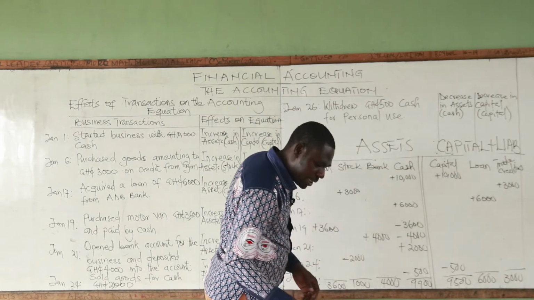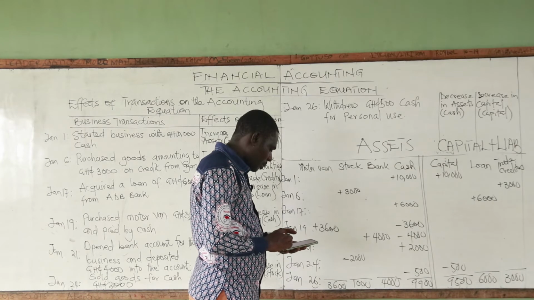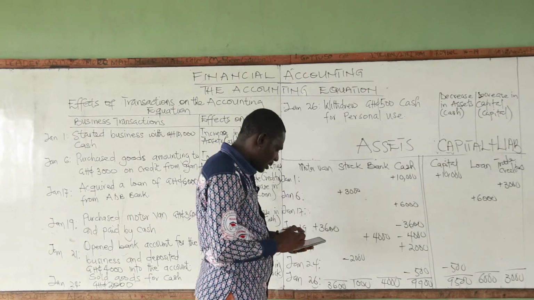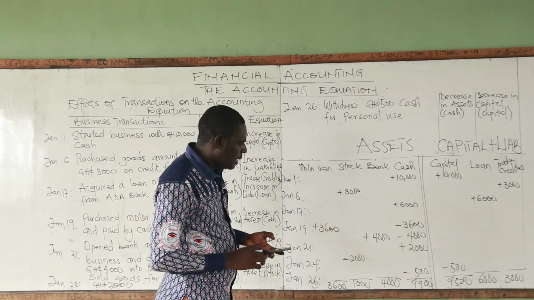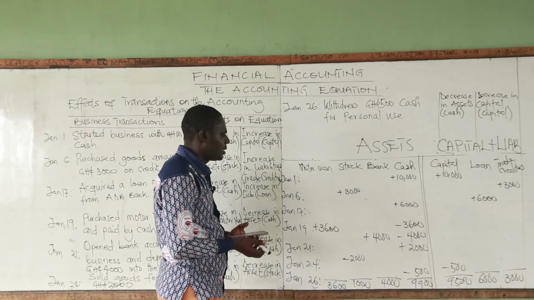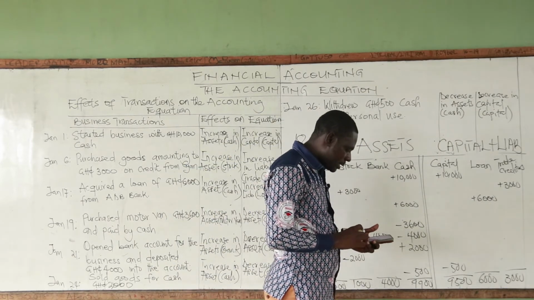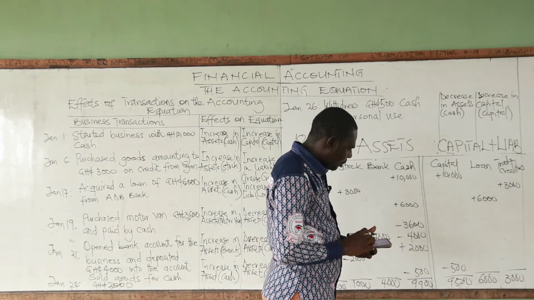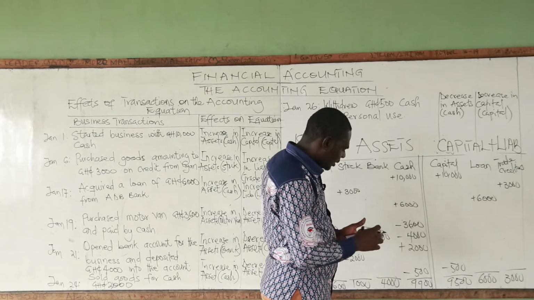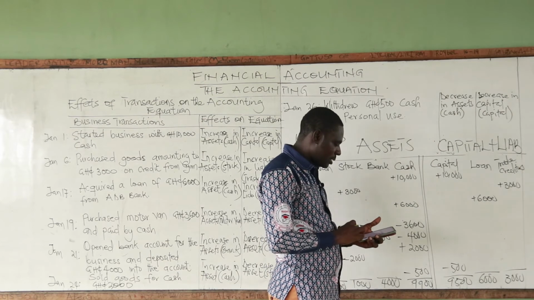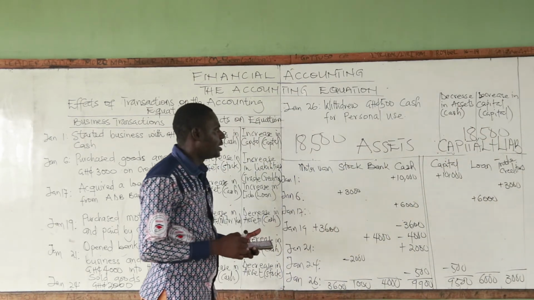Now, 3,600 plus 1,000 plus 4,000 plus 9,900, which is equal to 18,500. So the asset side, we have 18,500 Ghana cedis. Let's find out from here and see how much we are going to have for the liabilities and capital. Okay, so we have 9,500 and we have 6,000 plus 3,000. We have 18,500.